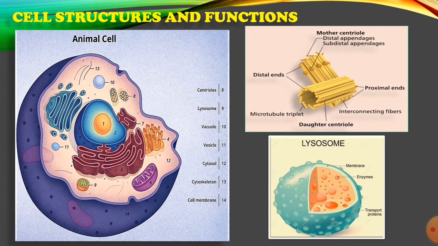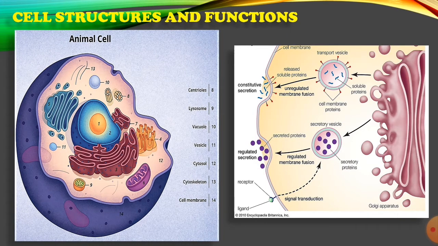Next, we have lysosomes. Lysosomes are spherical sacs filled with hydrolytic enzymes that have the capability to break down many types of biomolecules. And they are also known as suicide bags of the cell because they contain lytic enzymes capable of digesting cells and unwanted material. Actually, there are three functions of lysosomes: the breakdown or digestion of macromolecules, cell membrane repair, and responses against foreign substances such as bacteria, viruses, and other antigens.